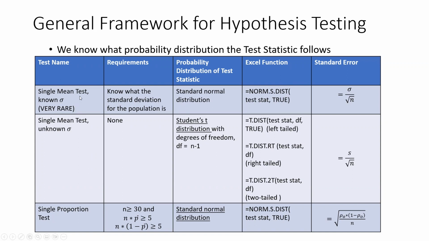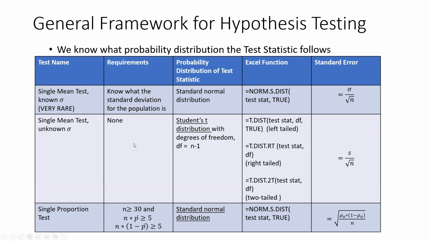In the single mean test, there are two situations. One is where we know what the standard deviation sigma is, and this is actually very rare. It can happen when you have a national registry with millions and millions of data points, and that doesn't change much over time. Then you can maybe know what sigma is. What's much more the case is that we have a single mean test and an unknown sigma. So we don't know what the standard deviation in the population is.